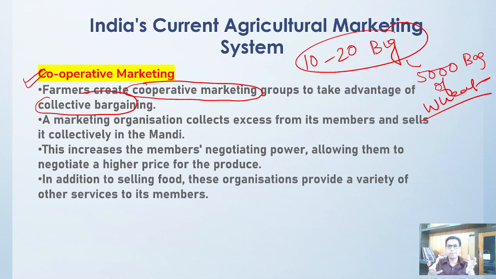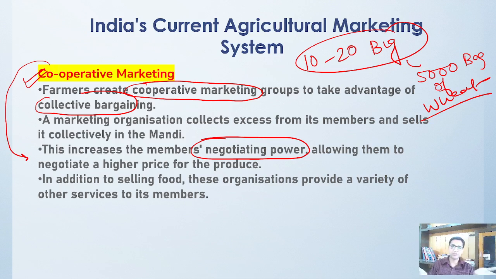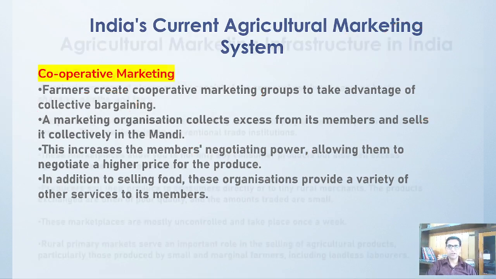This may happen in the mandi area or outside the mandi area. With this cooperative marketing, the main thing that they wanted to achieve is negotiating power. If you have a lot of farmers with you, then you have good negotiation power. They sell the crops, and they also provide various types of facilities, like they provide loans also to the small scale farmer. So this is the cooperative marketing system in our country.